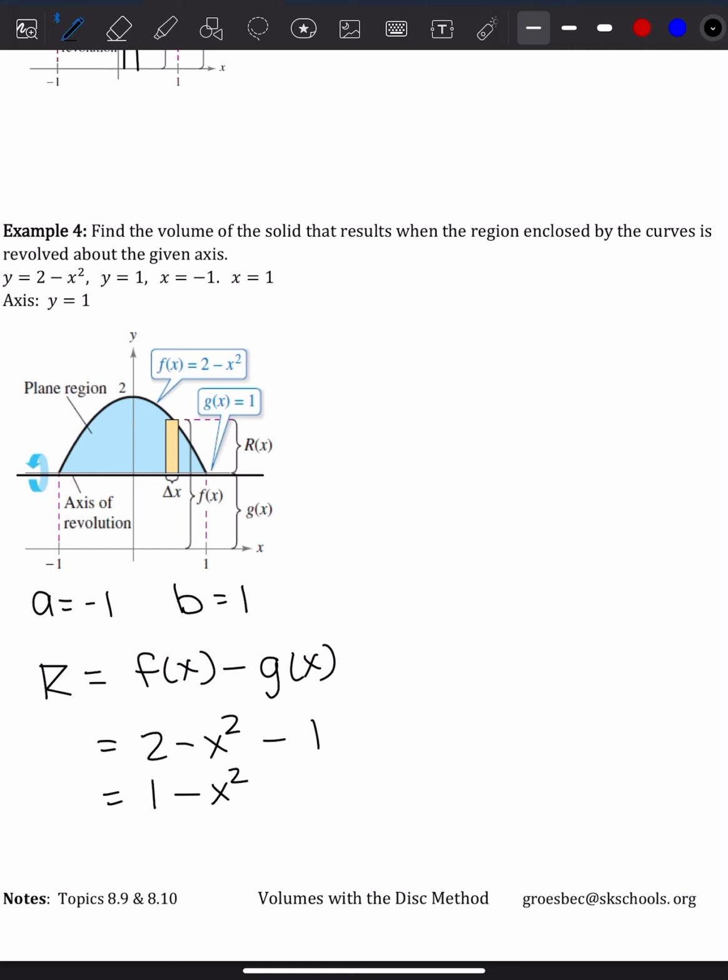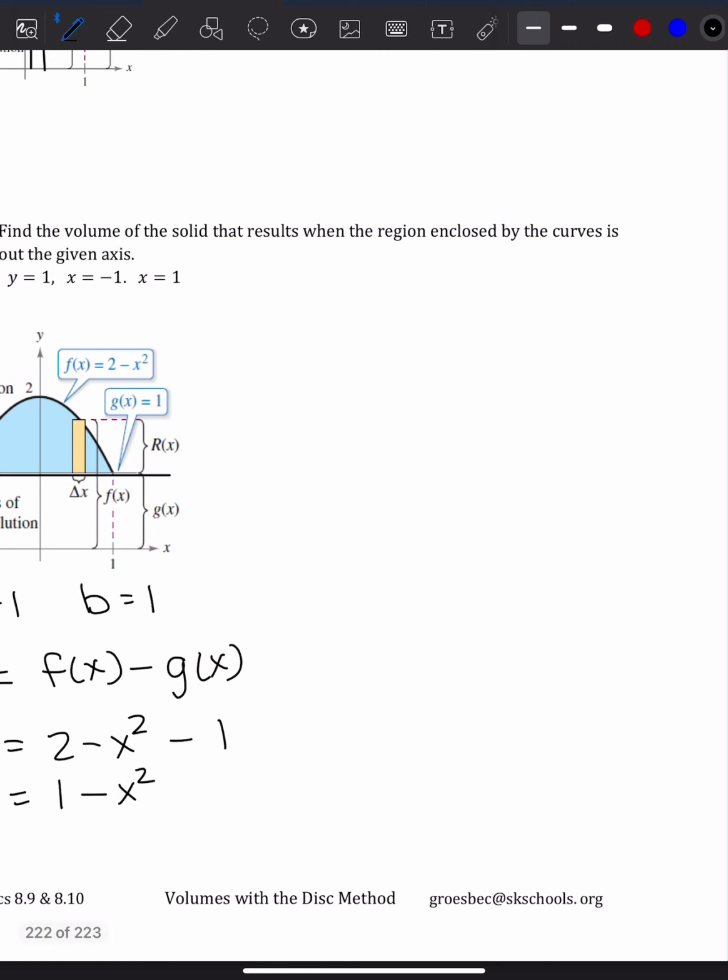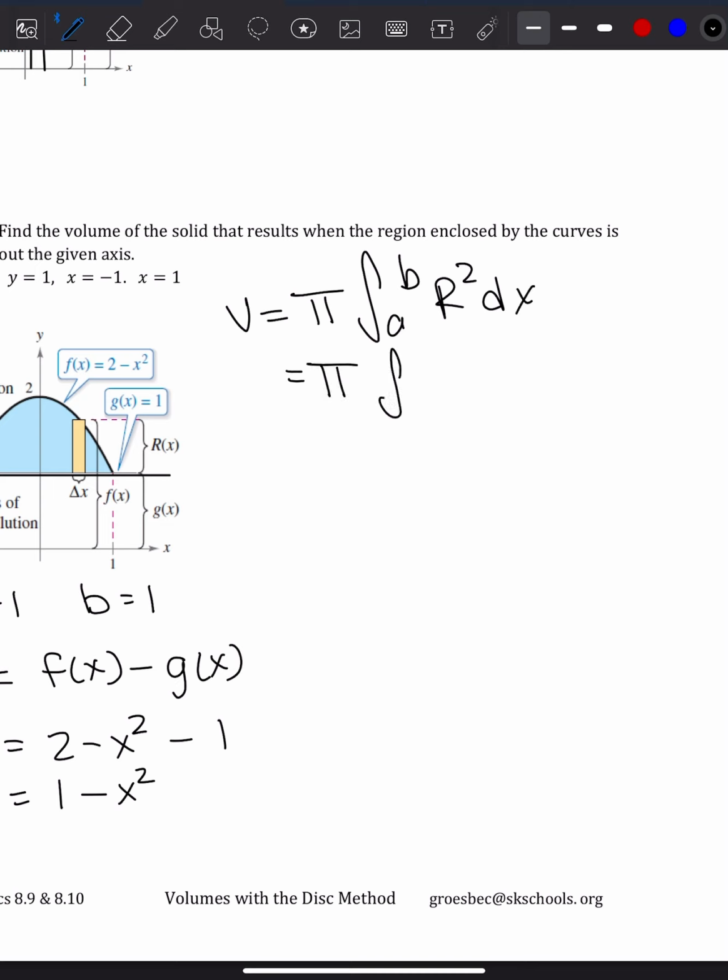I could also put all of that in and do what we've been doing. So our volume is equal to pi times the integral from a to b of r squared dx. So we have pi times the integral from -1 to 1 of r, which we found is 1 minus x squared, but we need r squared dx. Just like all the other problems, I can multiply this out, integrate it, then plug stuff in and simplify. But we're focusing on the setup.